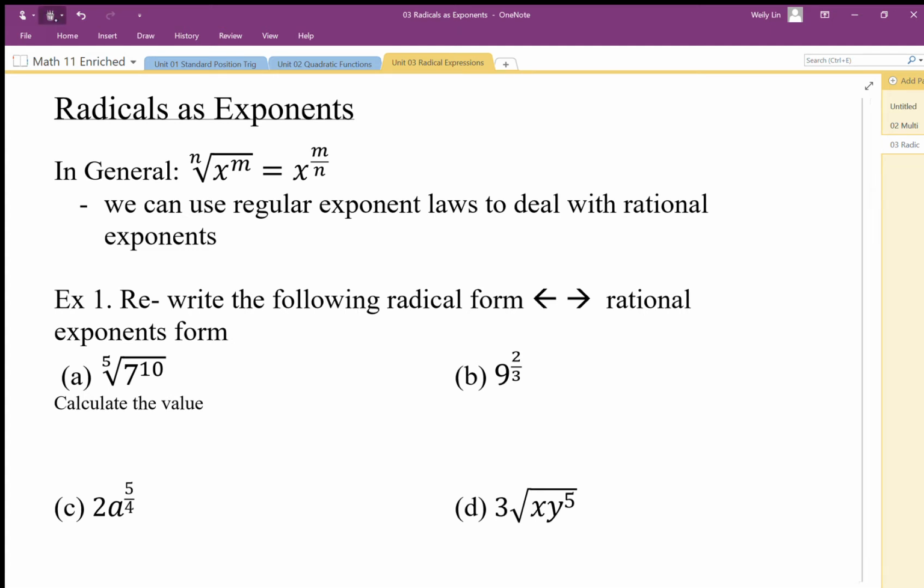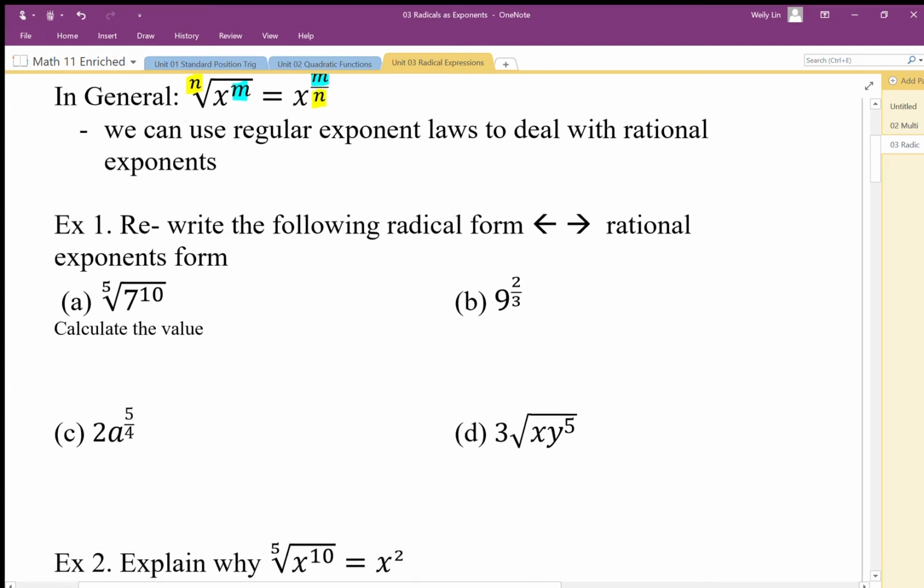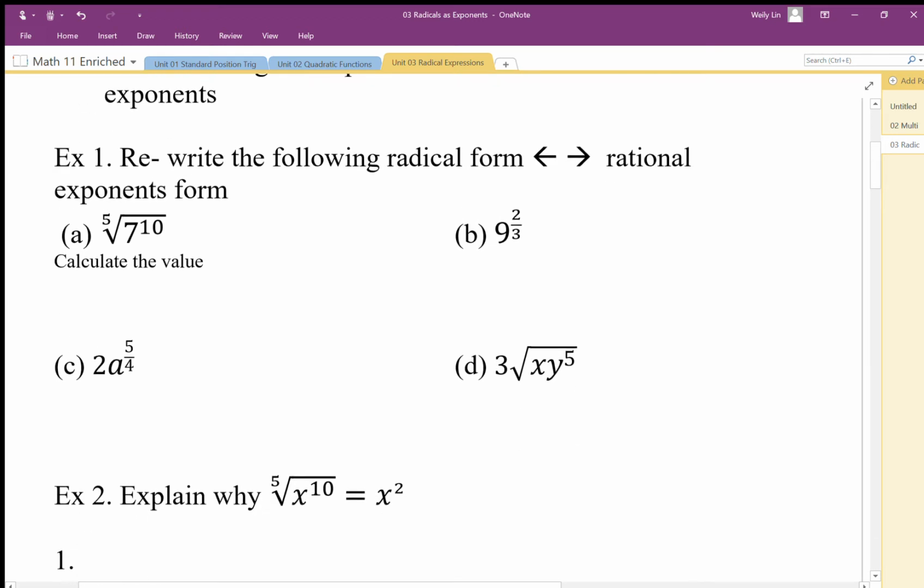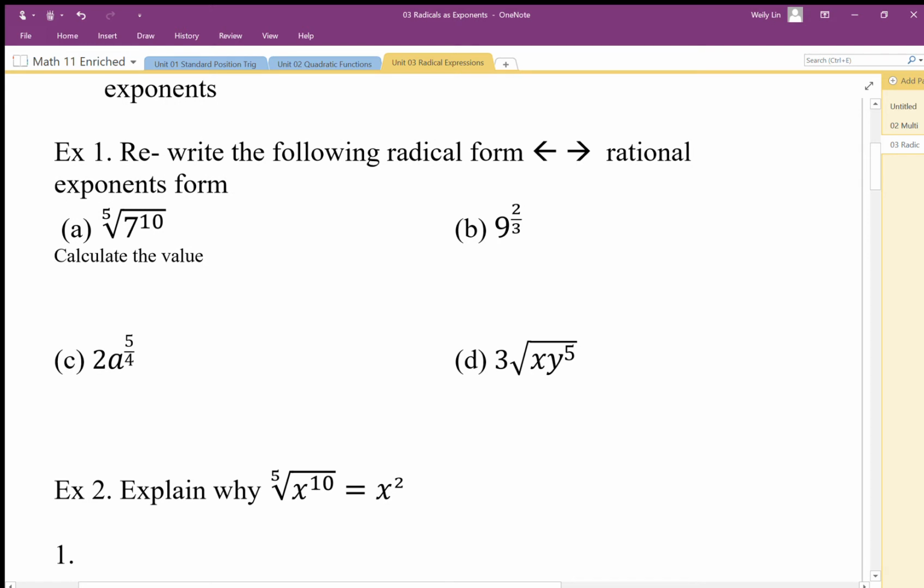So I'm just going to highlight this. We have our index here represented by the denominator and our exponent here represented by the numerator. When we deal with radical expressions, we can convert them into exponential expressions and use exponent laws, using this as a rational exponent. First things first, we want to make sure that we can show the radical as an exponential value.